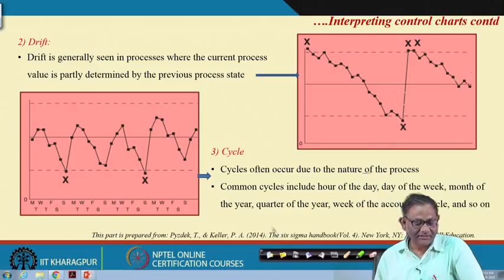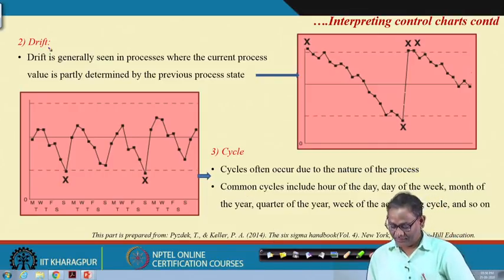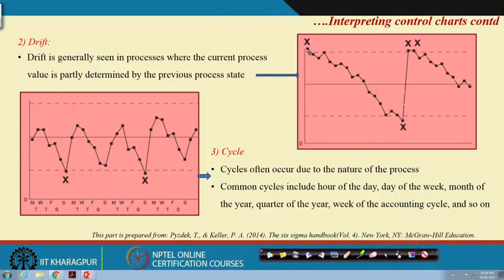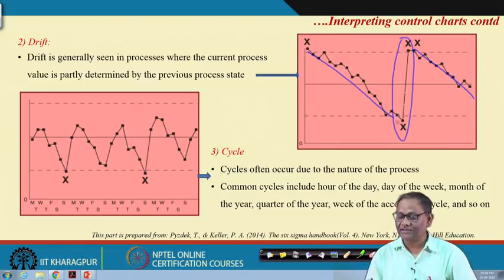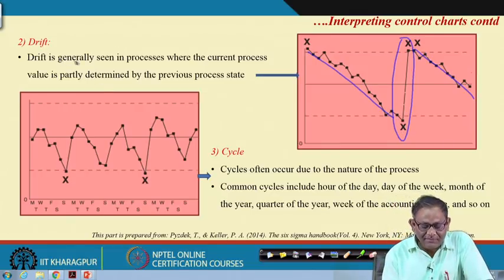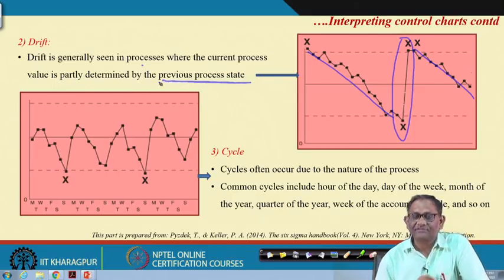second one is drift. If you see this figure, you see that the system performance is decreasing, suddenly there is a jump and then it again starts decreasing. So, this is the point where the drift has taken place. Although it is showing one pattern, a decreasing pattern, and here also it is decreasing, here there is a sudden drift. Drift is generally seen in processes where the current process value is partly determined by previous process states.